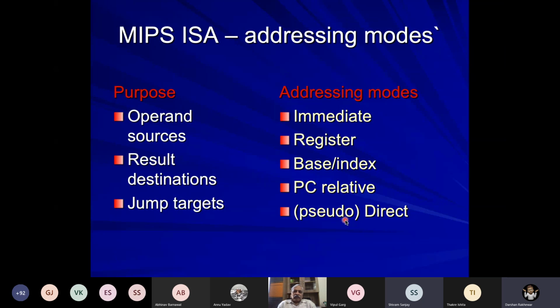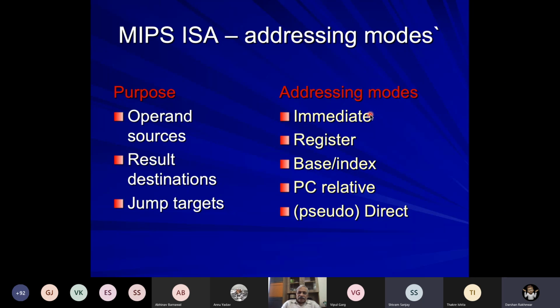So MIPS has a small set of addressing modes, and you need to look at the addressing mode when you are accessing operands. So how do you address memory? What is the mechanism? What arithmetic you perform to compute the address? This applies for operands and for destination of the result, and also jump target. So when you are branching or jumping to some instruction, you need address specification there also.